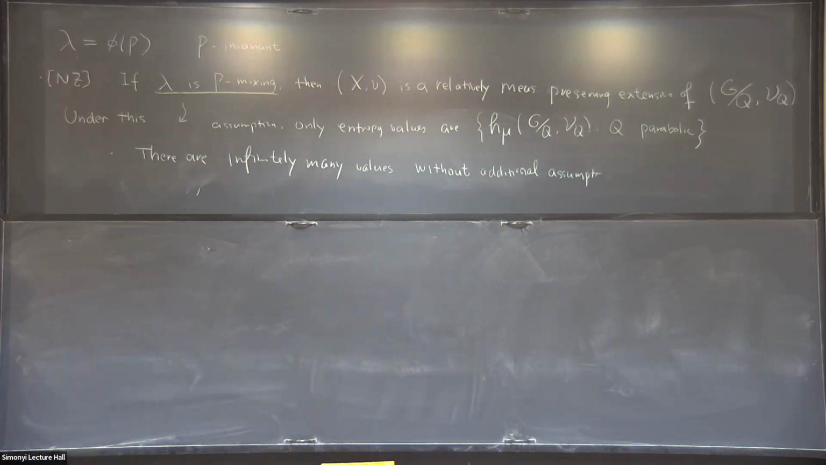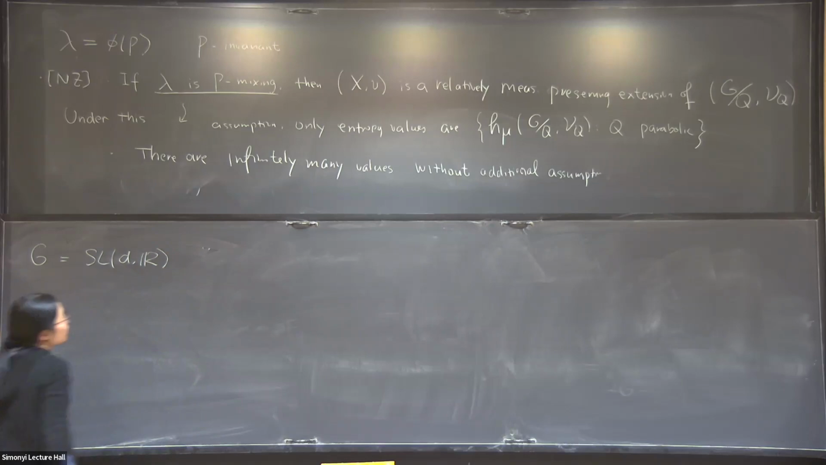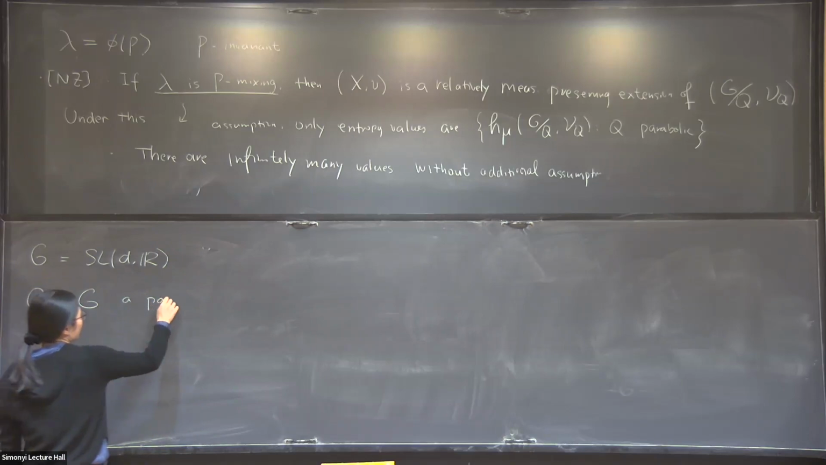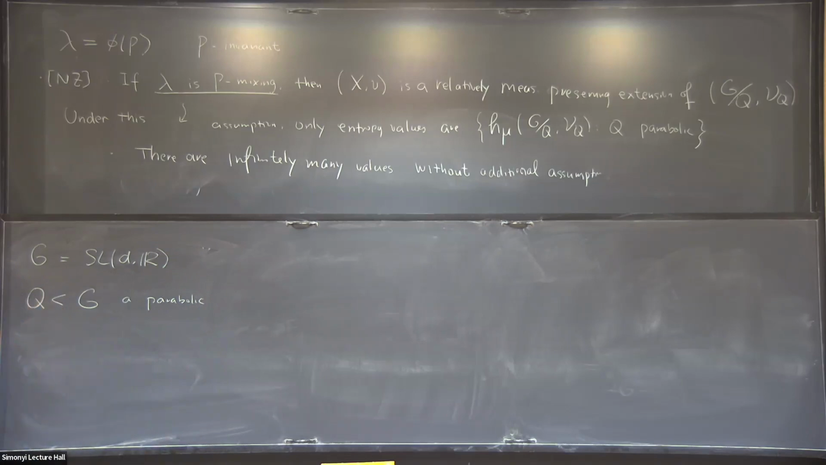So next, I want to explain what we know about this entropy spectrum for SL_d(R). The statement is like this, so maybe I need to introduce some notation. If you take G to be just the special linear group, then you know what the parabolics look like. I don't need to introduce a lot of notation. If you take Q to be a parabolic, you can think of it as a stabilizer of a flag.